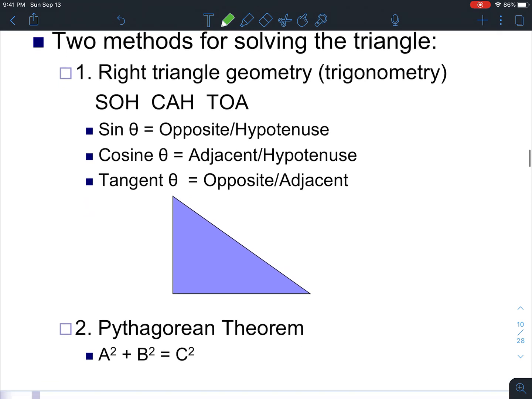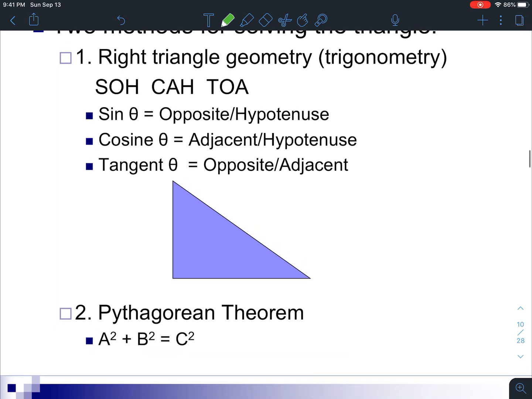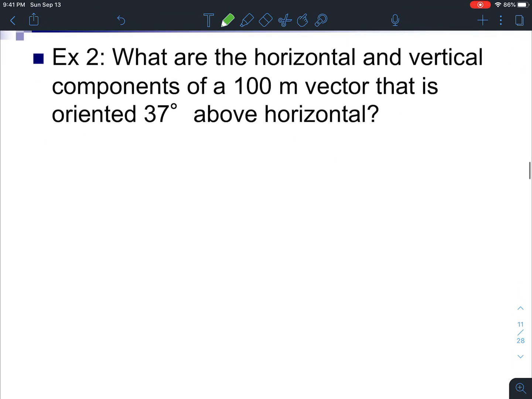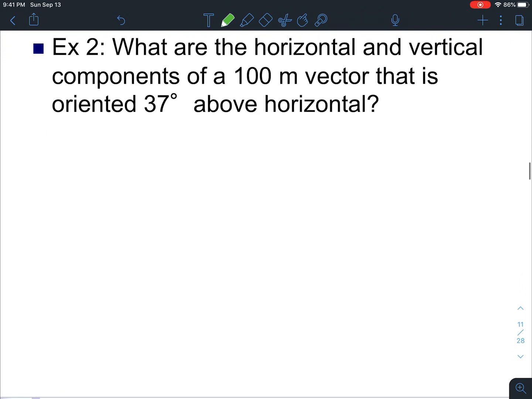Okay, so a couple ways to solve the triangle. There is a whole video about trig reviewing, and so you might refer to that if you are not so sure about how to do SOH CAH TOA. We also can use Pythagorean Theorem, and we'll work through a couple examples here. So again, if you don't know how to do those, there is a video that is a trig review that you can watch. Okay, so we have here a 100 meter vector oriented 37 degrees above horizontal.